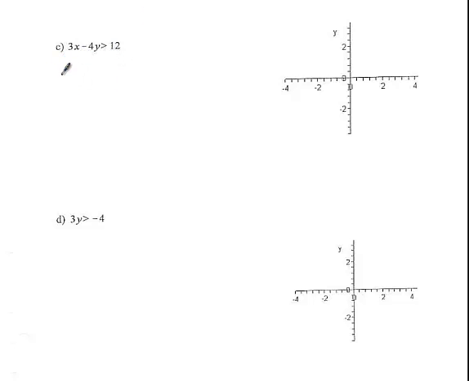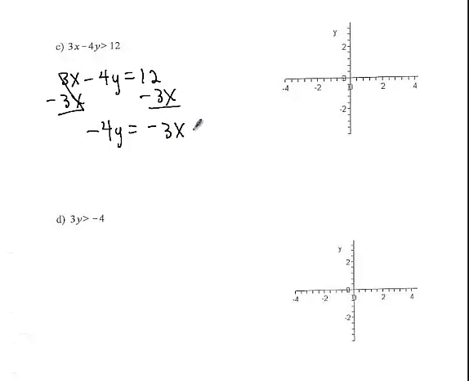Next one. So that we don't confuse ourselves, we can just temporarily replace the inequality with an equal sign. If I get the y variable by itself, which is usually how we graph things, we get negative 4y equals negative 3x plus 12. And now we run through the equation and divide everything by negative 4 so that y will finally be by itself.